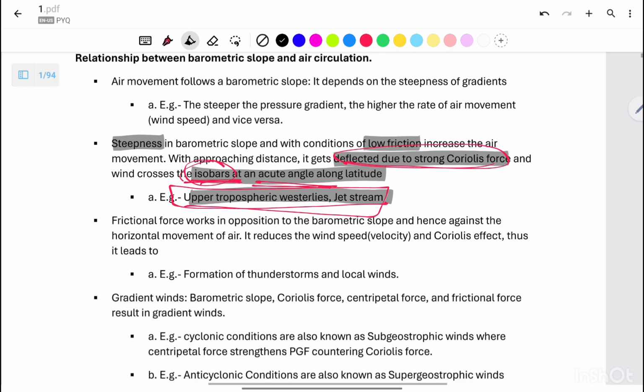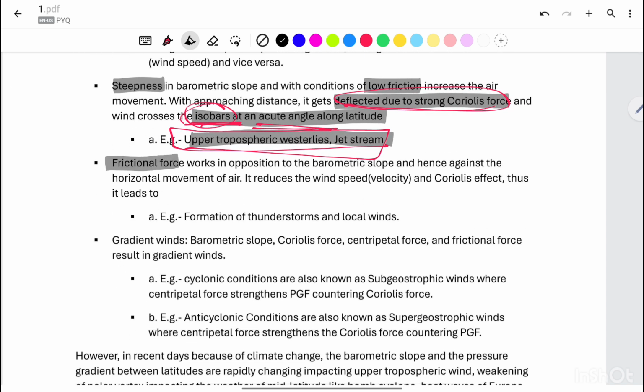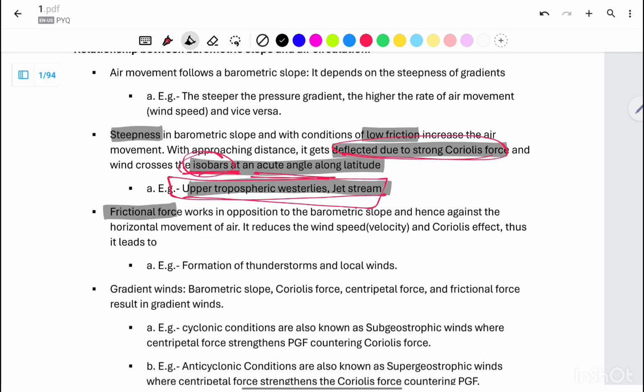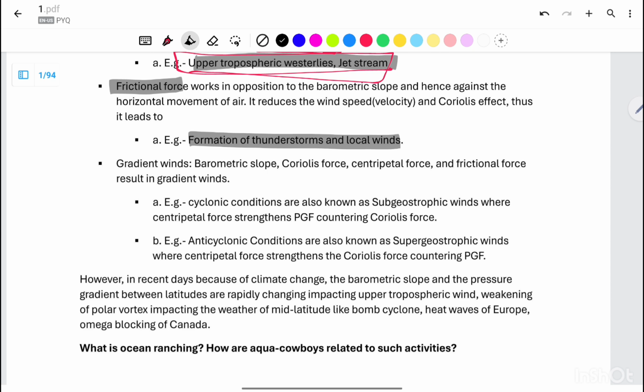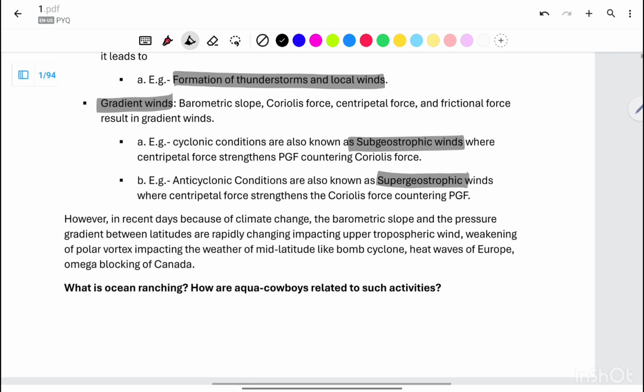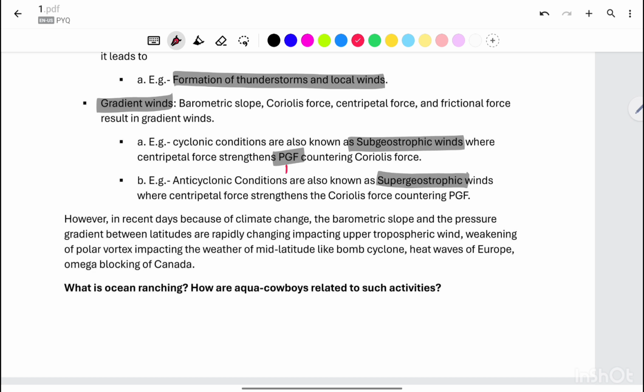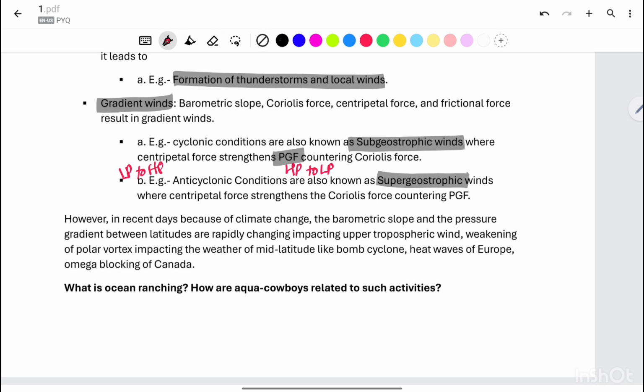Now, frictional forces. Here we have low frictional force. When the frictional force comes into action, we have thunderstorms and local winds. When everything is put together, for gradient winds, we have two types: geostrophic winds and super geostrophic winds. When the pressure gradient force is strong, we have subgeostrophic winds, and it is cyclones. Pressure gradient force is always from high pressure to low pressure, but anticyclones move from low pressure to high pressure. That is why the Coriolis force is countering the pressure gradient force, right?